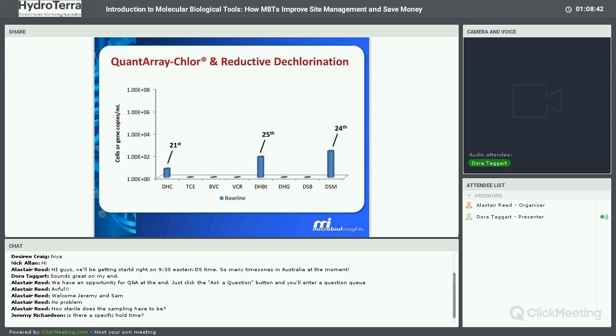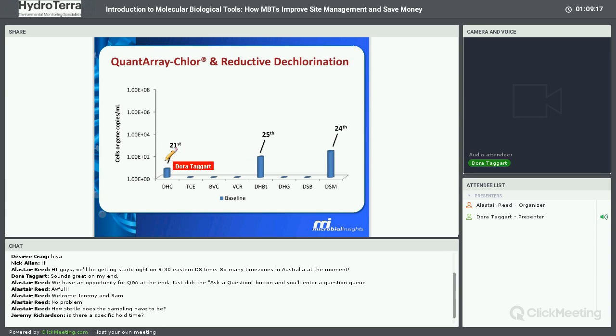So we can use this number to help us put into context our Quantarray data from that chlorinated site that I was just talking to you about. So what I'm showing here are dechlorinating organisms that are involved in the degradation of chlorinated compounds at one well from the site. I'm just focusing on that because of time today. This is our baseline sample. And we see that we have low concentrations of Dehalococcoides, our DHC here, as well as 2 other organisms that are involved in reductive dechlorination, partial reductive dechlorination, Dehalobacter and Desulfuromonas.